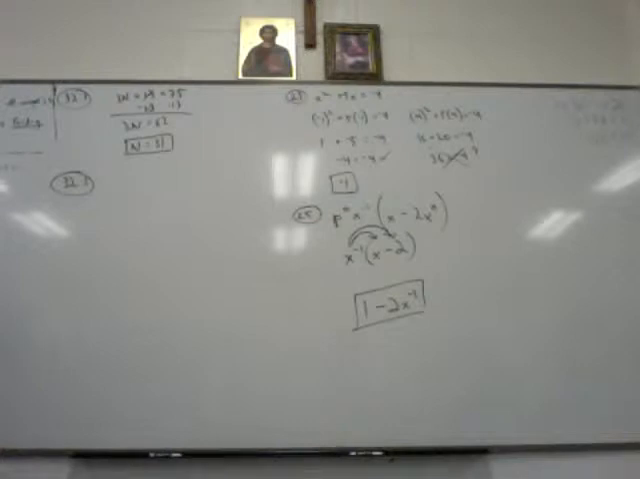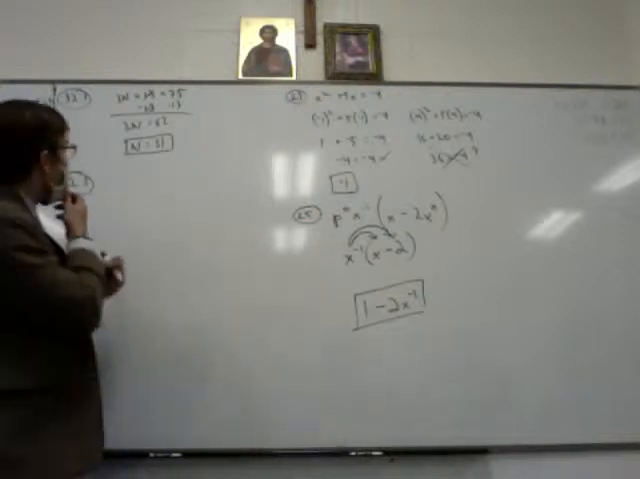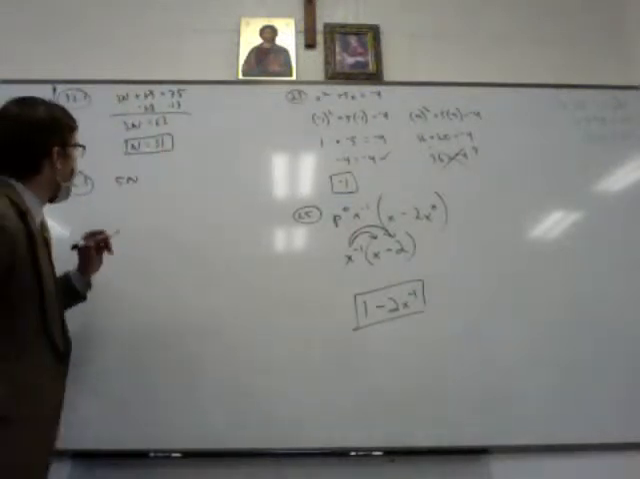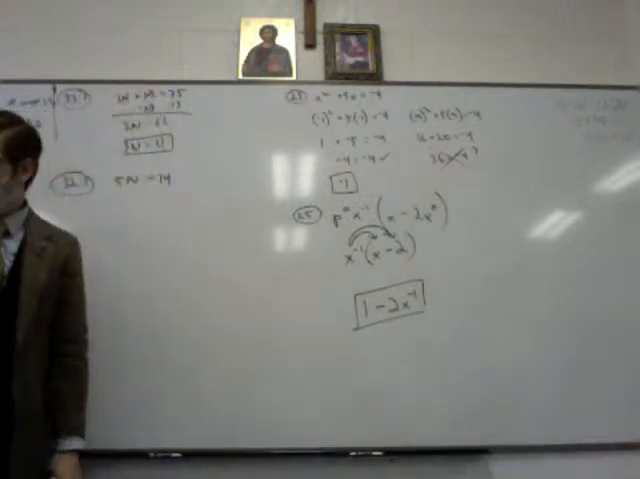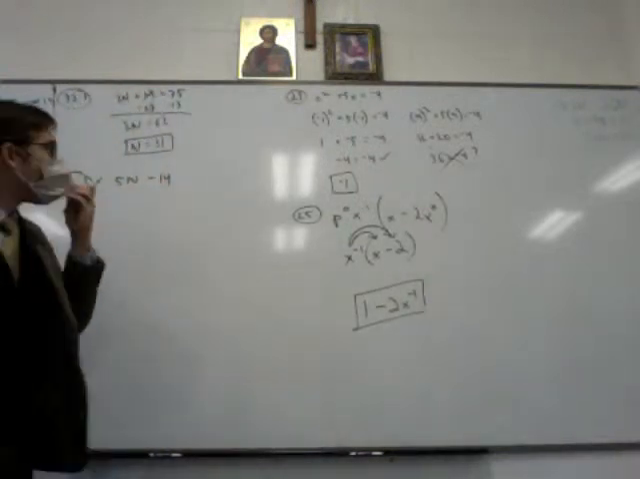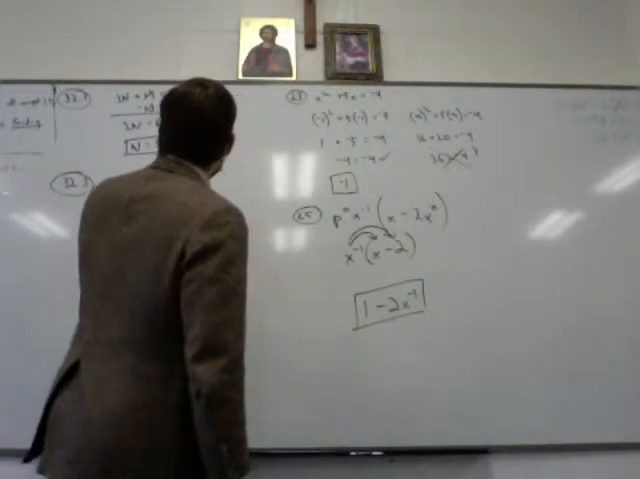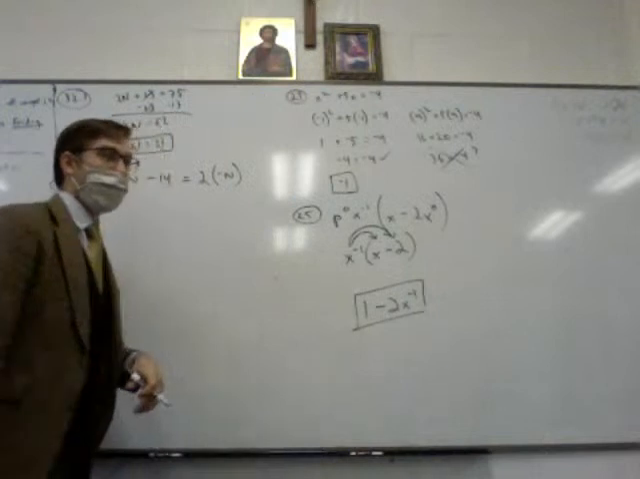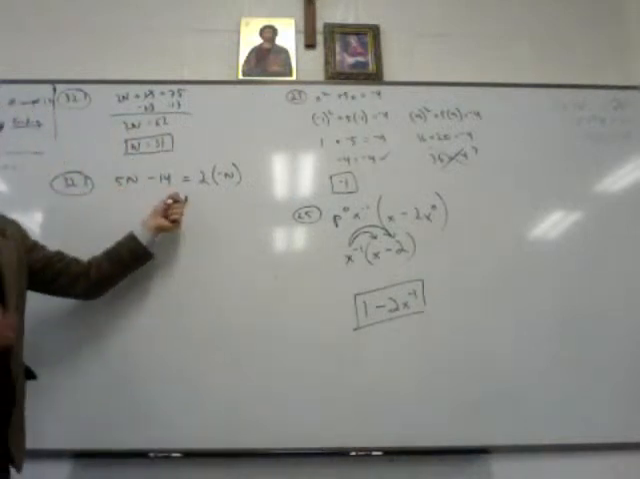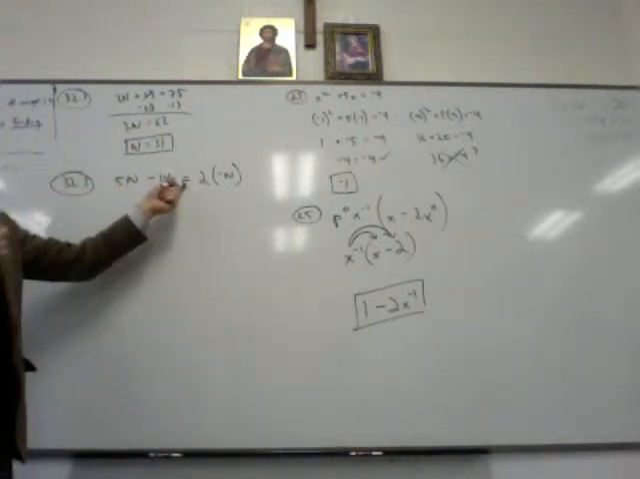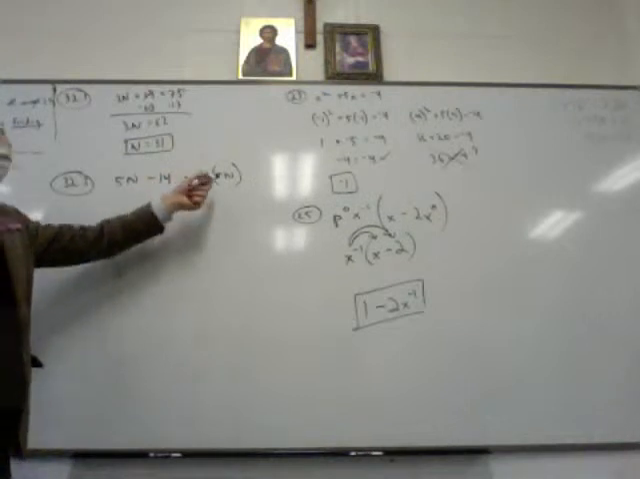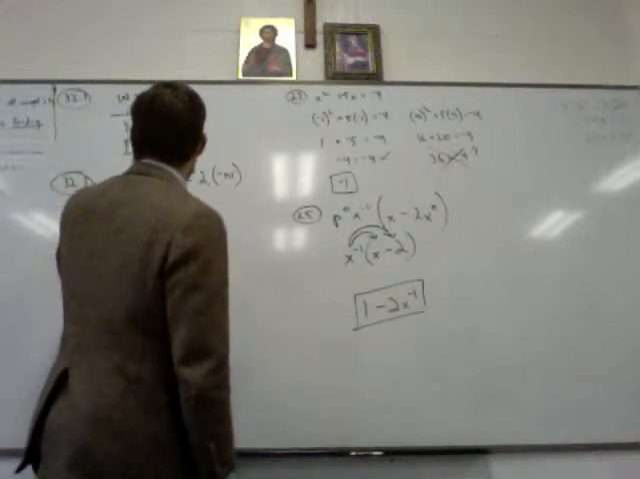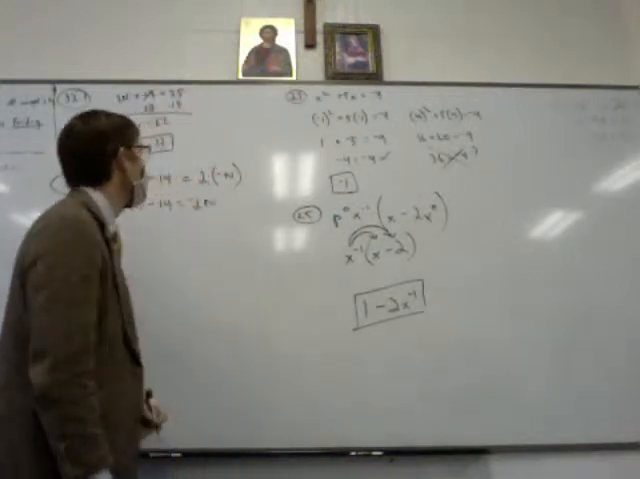5 times n, 5n. 5 times the number, 5n, minus 14. 5 times the number is decreased by 14, minus 14, equals 2 times negative n. Twice the opposite of the number. The result is just means equals. Or we could write it like this: 5n minus 14 equals negative 2n.